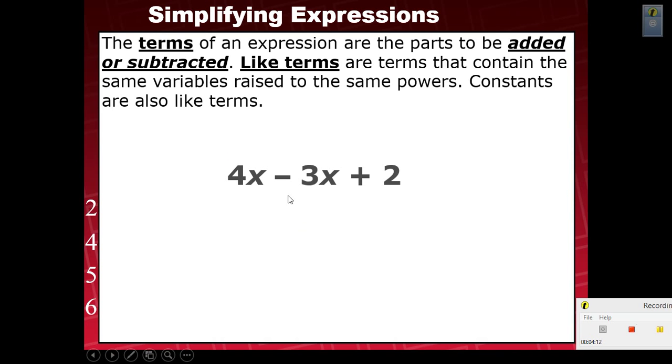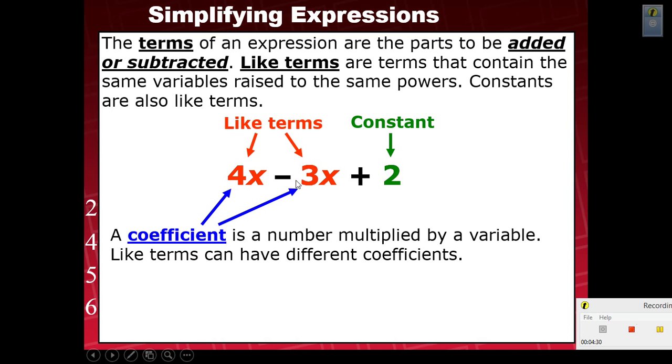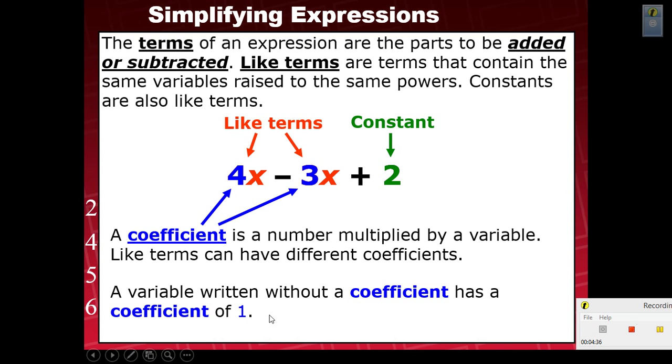So for example, I gave you guys 4x minus 3x plus 2. Here, how many terms do we have? 3 terms. What are the like terms? 4x and negative 3x. Like terms, therefore this is the constant. And whenever you have a variable, you have a coefficient. The coefficient here is 4, and this one is negative 3. However, if the variable does not have a number, what is the coefficient? 1. We saw that yesterday, right?